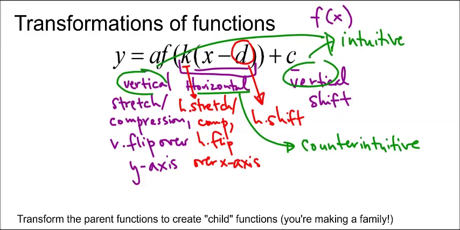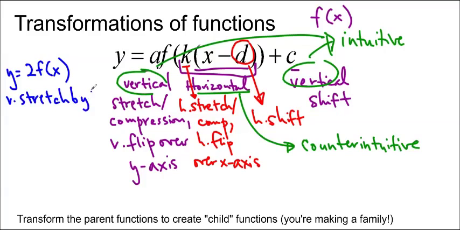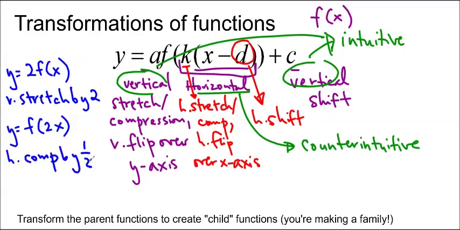So for example, if I was thinking about something like y equals 2f of x, you can see this is outside the bracket, so it's a vertical, and the 2 is a stretch because it's multiplied by 2, so it makes sense, it's just stretched by 2. However, if I have y equals f of 2x, now I'm on the inside of the bracket, so it's horizontal, and now it's counterintuitive, so it's actually against what you think. You think 2 times is stretch, but nope, that's wrong. It's actually a horizontal compression by 1/2. Okay?